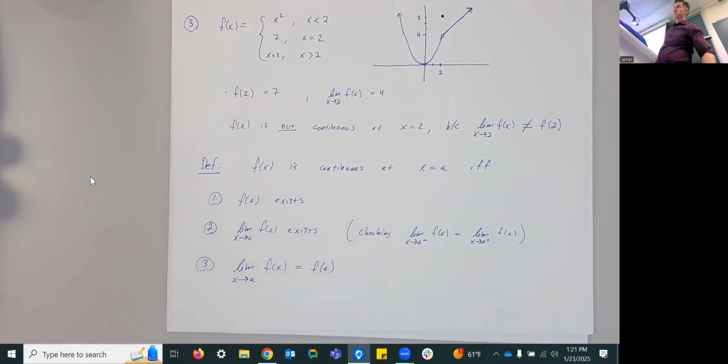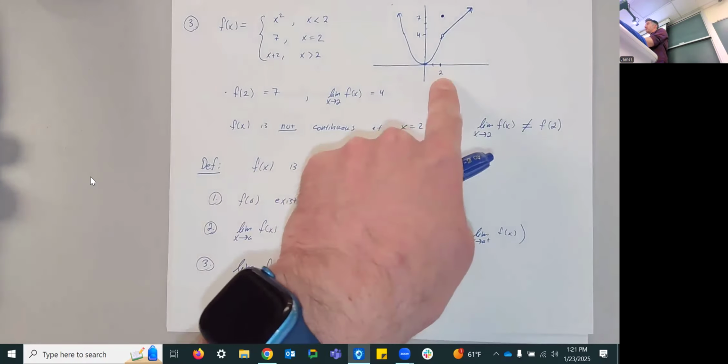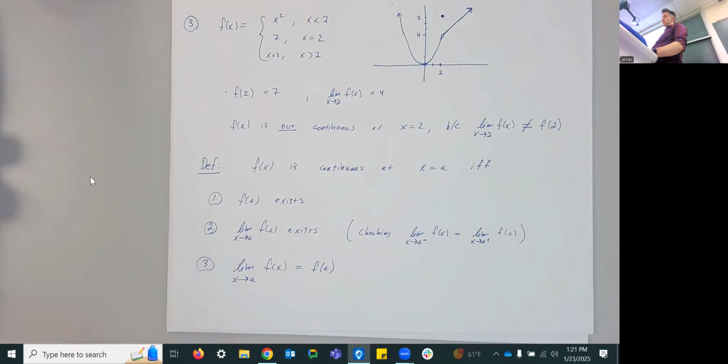Questions about that? Yeah. For the limit and the f, since we have limit as x approaches 2 and just 2, not 2 from the left or from the right, why didn't you pick this 7 that is equal to 2?